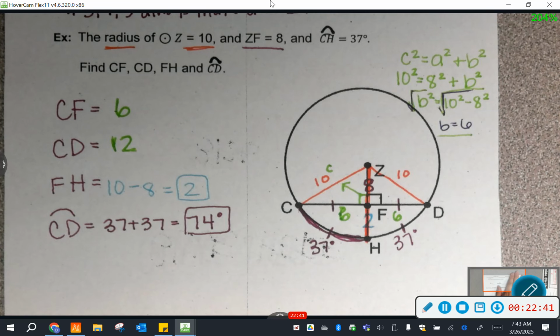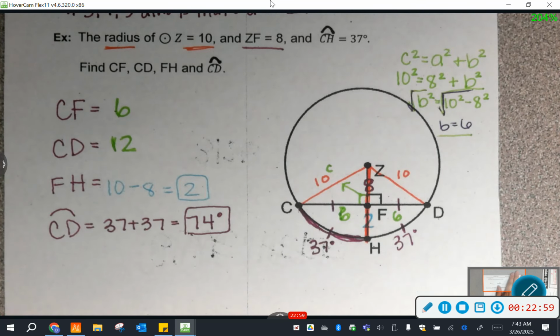Do I have any questions? I agree this was a lot. I threw a lot at you. To me, this is probably my least favorite thing about circles. But I'm not going to have you do it all, so don't go off yet.